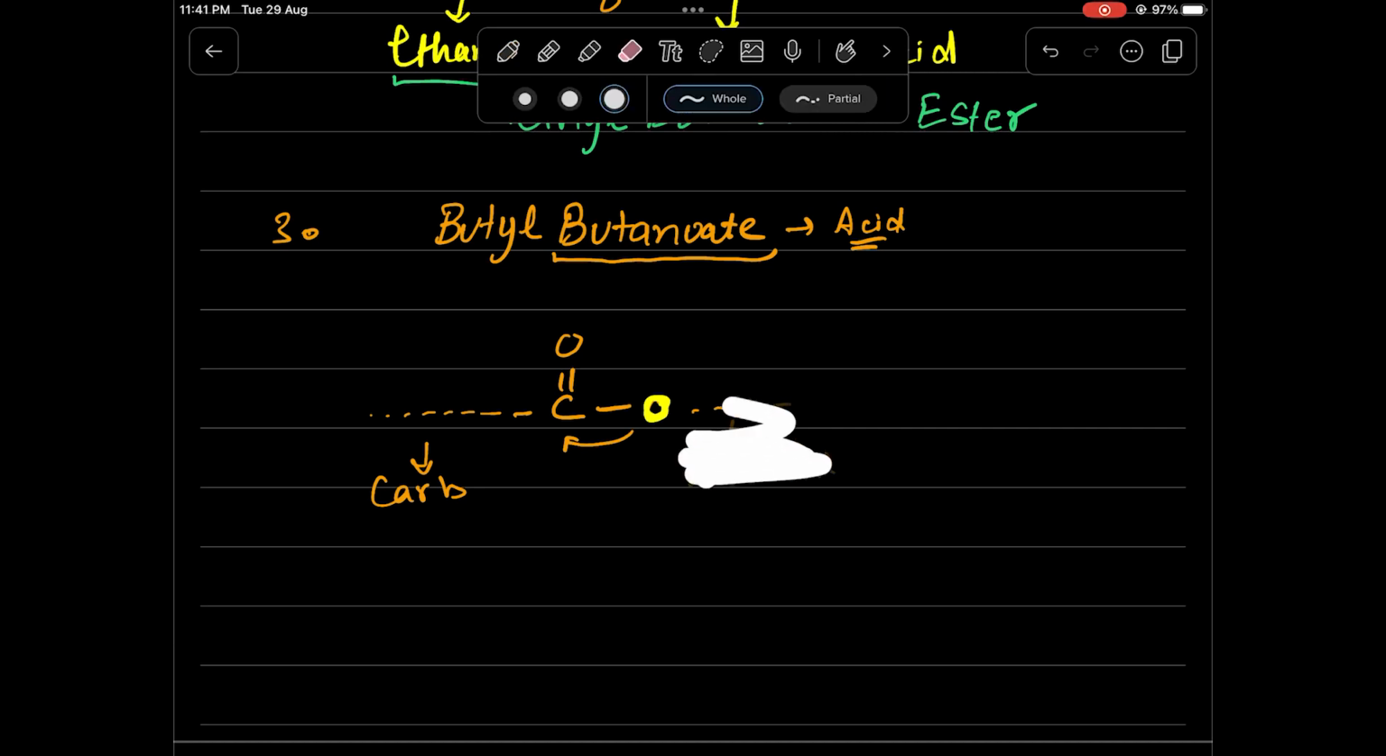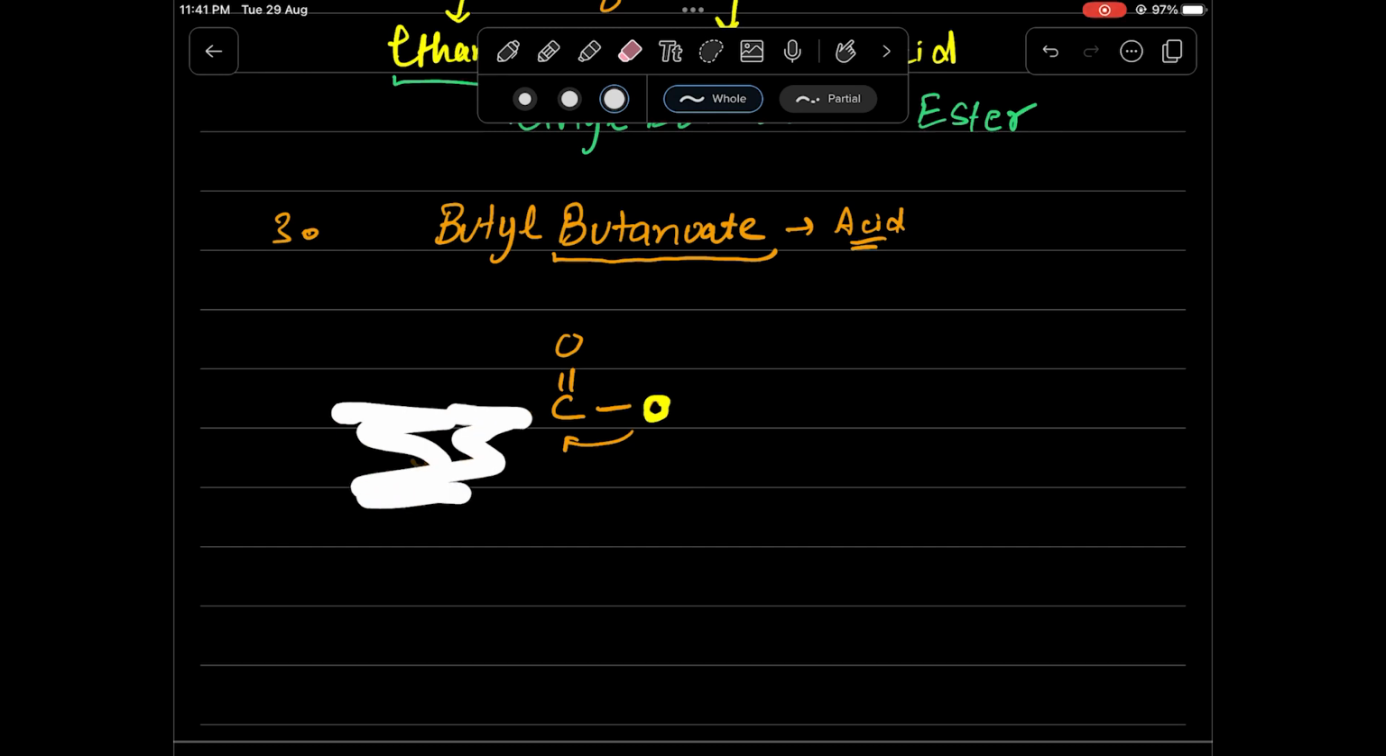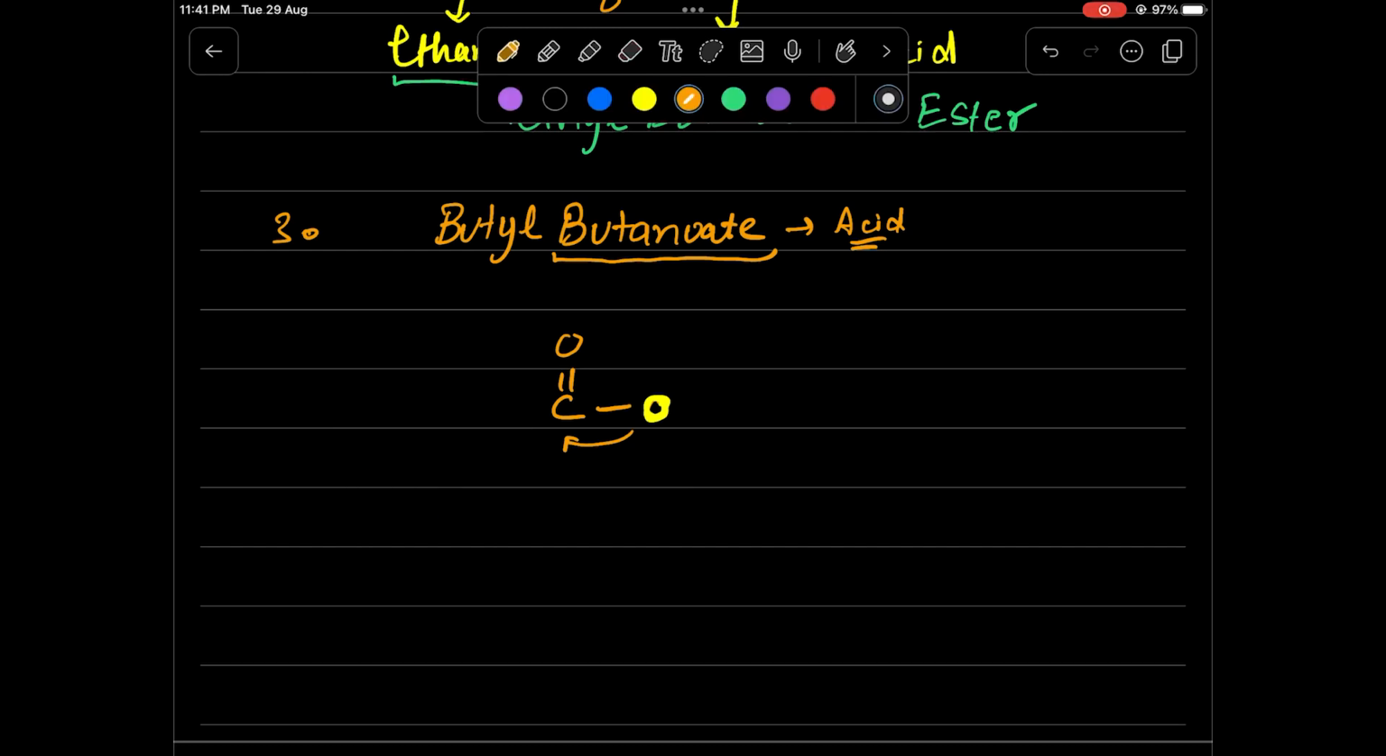Okay, now once you understand this thing, then you just have to complete the name. So butanoate comes from what acid? Butanoic acid, right? So butanoic acid has 4 carbons. So now let's complete this structure to the left for the acid. So 4 carbons have to complete. So 1, 2, 3, 4 carbons done. That's my butanoate part done.